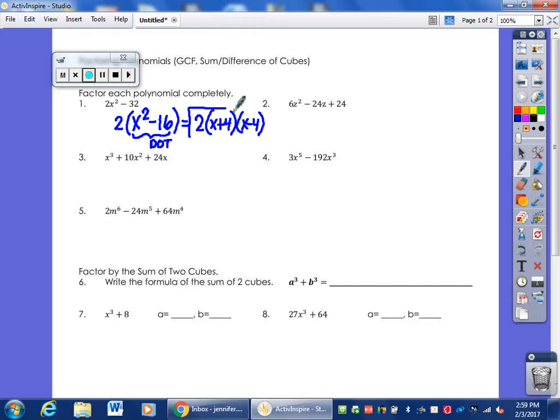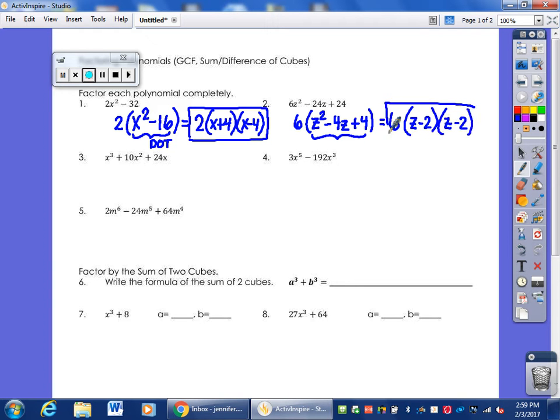Have to keep factoring if it can be factored. The next one, they have a 6 in common, so I'm going to factor out a 6, and I would have z squared minus 4z plus 4. And then this can be factored still, and it would be into z minus 2 times z minus 2. So you have to keep factoring that as well.